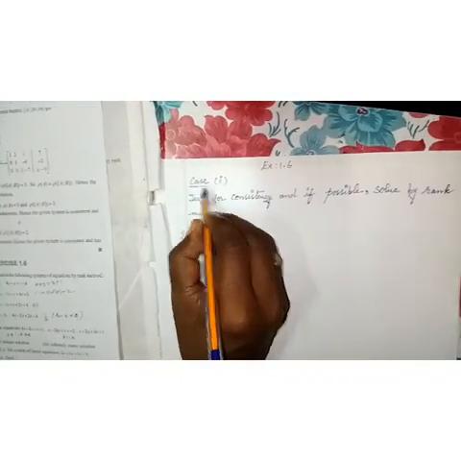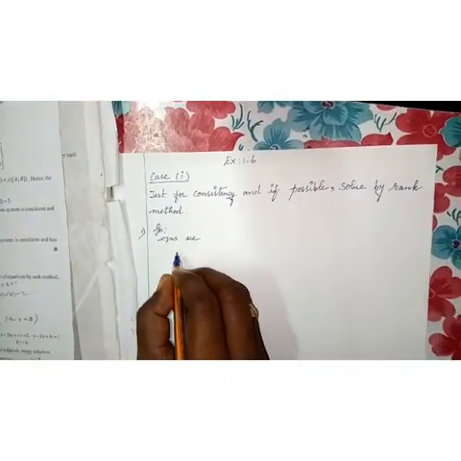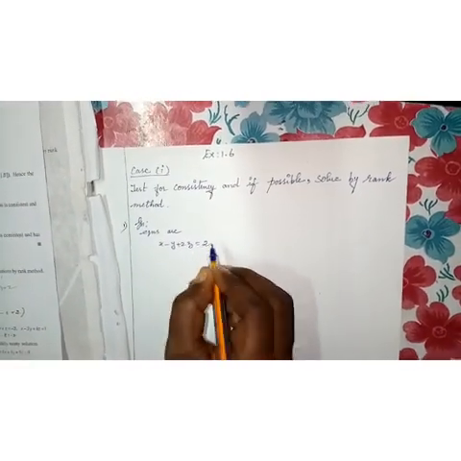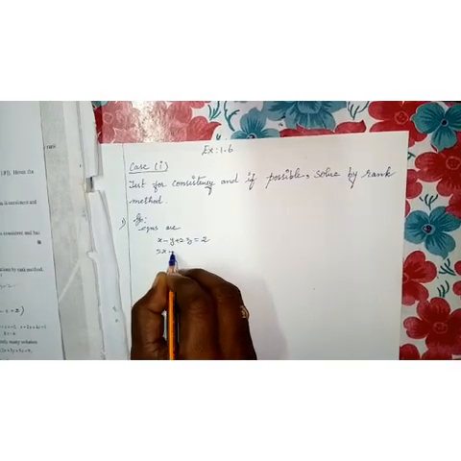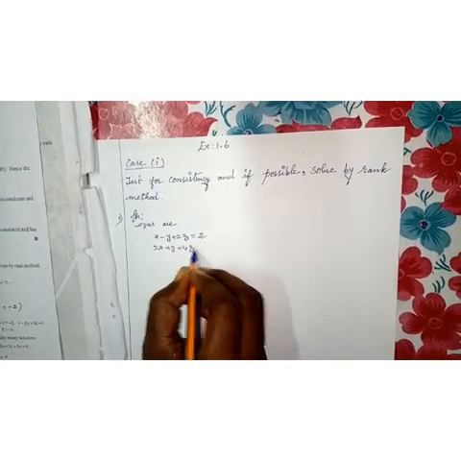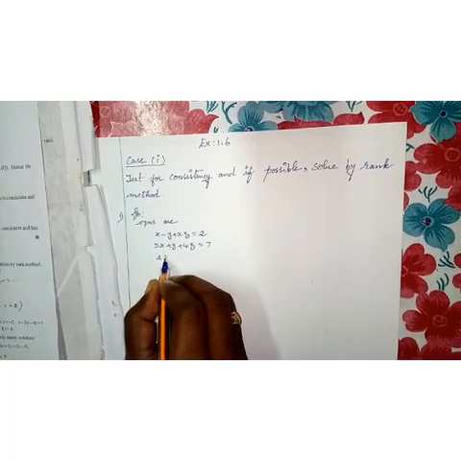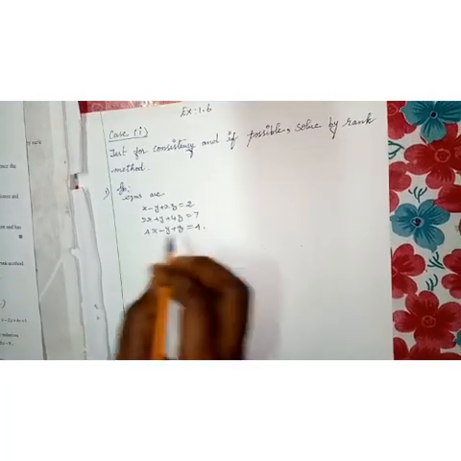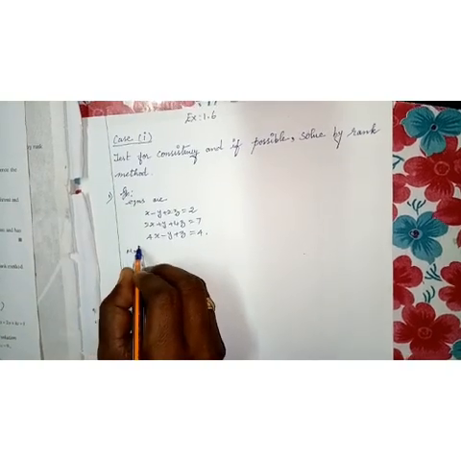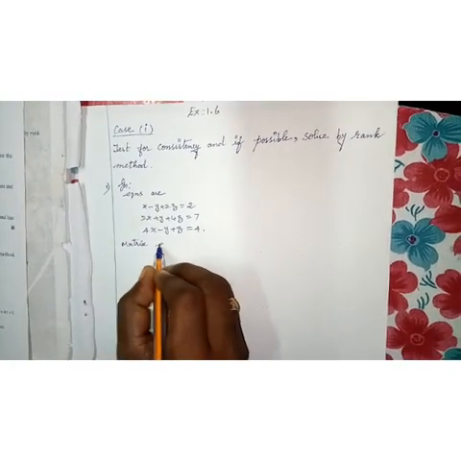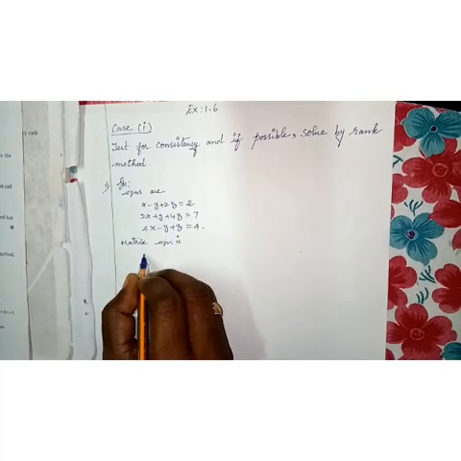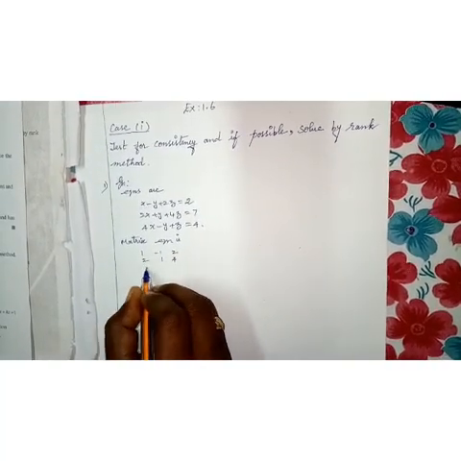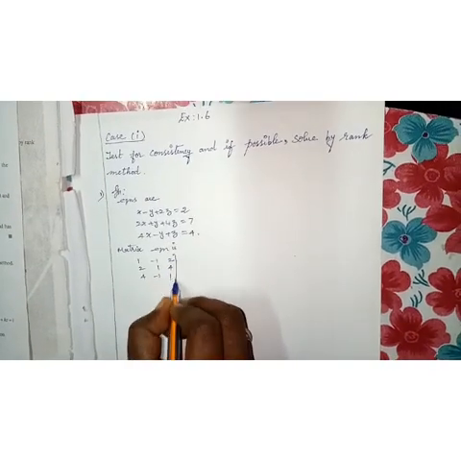First sum is case number 1. The equations are x minus y plus 2z equal to 2, next 2x plus y plus 4z equal to 7, then 4x minus y plus z equal to 4. After converting to matrix equation, it is 1 minus 1 2, 2 1 4, 4 minus 1 1.